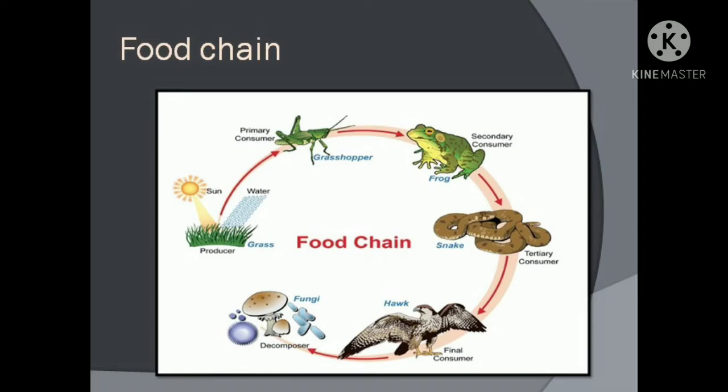The primary consumer, like a grasshopper, eats the grass and energy transfers from plant to grasshopper. This grasshopper is eaten by the frog, which is a secondary consumer, and energy transfers from grasshopper to frog. Further, the frog is eaten by the snake and the snake is eaten by the hawk. Then when the hawk dies, the dead body is decomposed by the decomposers, and in this way energy transfers from one organism to another organism, and this chain is known as a food chain.